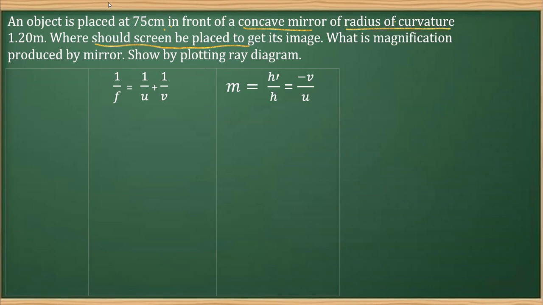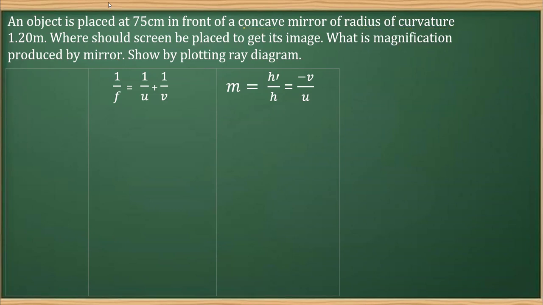We know that the real image is formed on the screen. That means we have to find the distance of the image, right? So the distance of the image is the same as the distance of the screen. And further, we have to find the magnification produced by the mirror. And later we have to show this using a diagram.